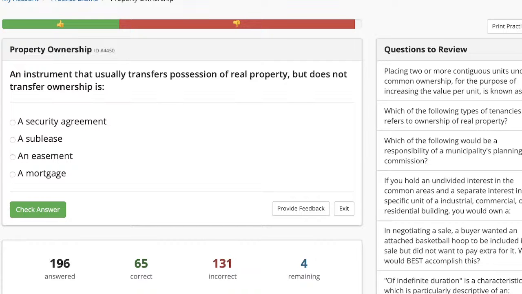All right, the right to enjoy possession, the five bundle of rights. Good. Who can tell me the difference between real property and personal property? Personal property, movable. Real property, immovable.